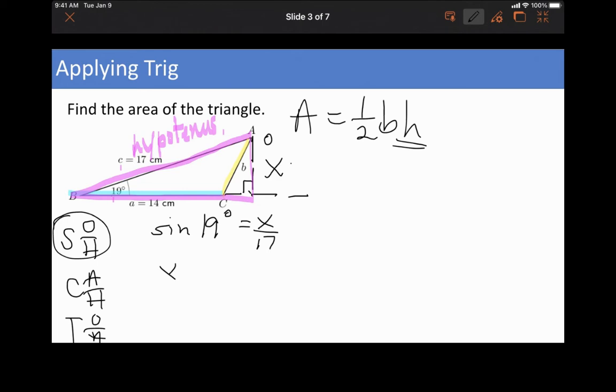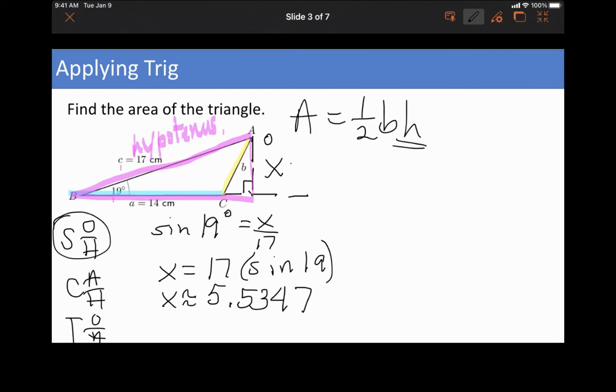Cross multiplying. Okay, so this is multiplying 17 times sine of 19. Now, because I'm going to round it, I'm going to need more decimals. More decimals is more accurate. So I'm going to do the 4. And this is going to be the height.